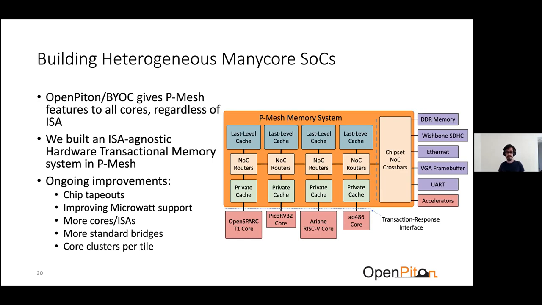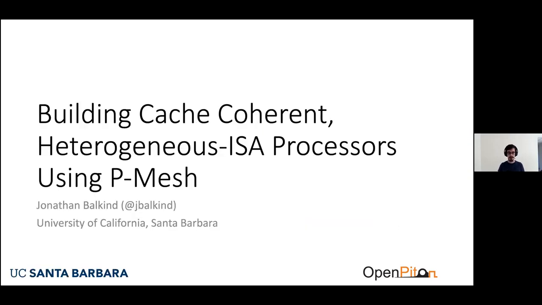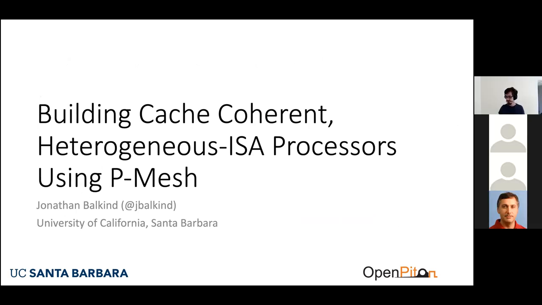We're working on different bridges that support other standards. It'd be great, for example, if we could connect to other open source coherence protocols. That'd be awesome. And then, working on other interesting things, could you connect clusters of cores per tile into this kind of system? Okay, so I'm going to stop talking here, and I'm happy to answer any questions you may have.